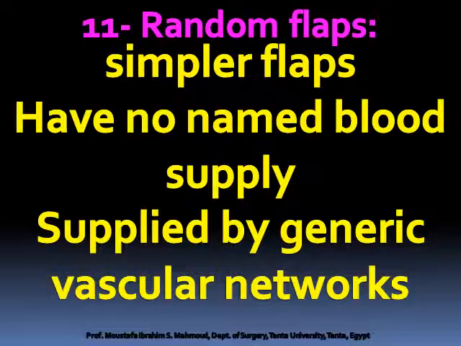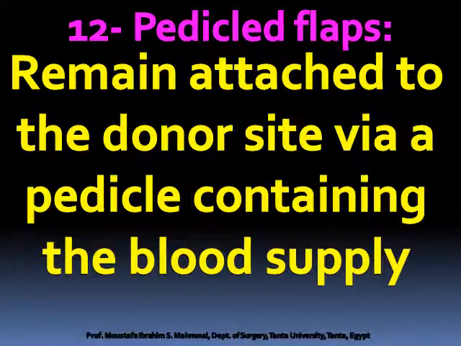Random flaps are simpler flaps. They have no named blood supply, supplied by generic vascular networks. Pedicled flaps remain attached to the donor site via a pedicle containing the blood supply.